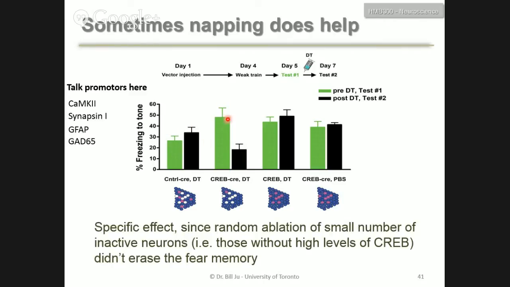So here, the more freezing, the higher the bar, the better off your learning is. And here with diphtheria toxin, you can see that the animal has not learned after you have killed off those neurons. So again, it was a really elegant experiment that I want you to be able to think about. How might you use that in different conditions?